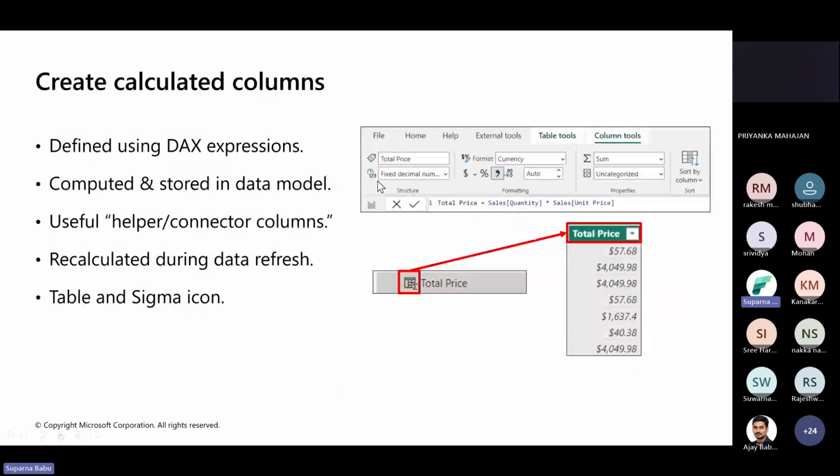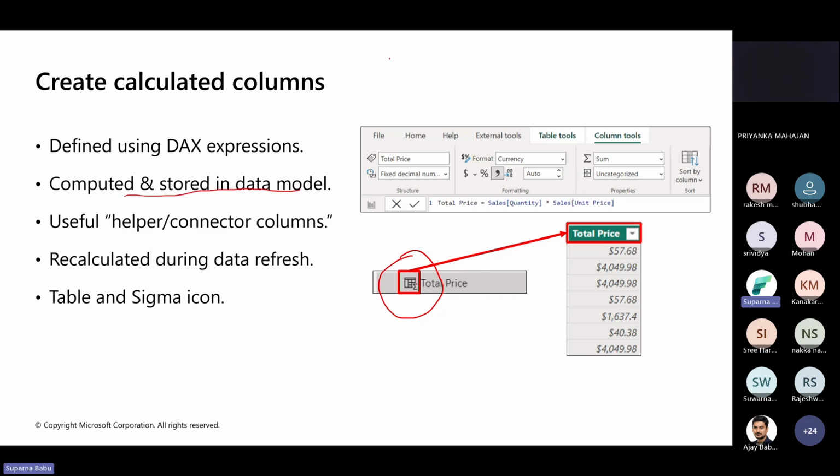Now let's see calculated columns. In this calculated columns, see, the calculated column icon is like this. On top there is some summation symbol. Here you can see it is computed and stored in the data model.